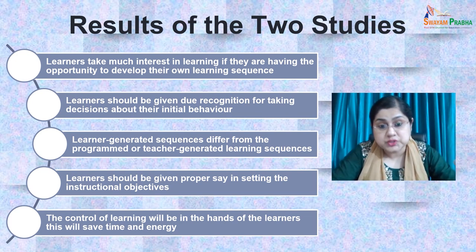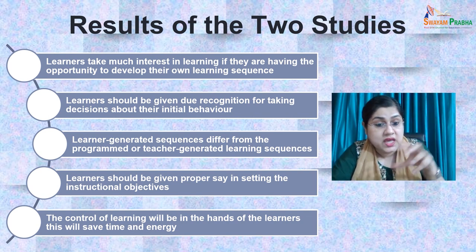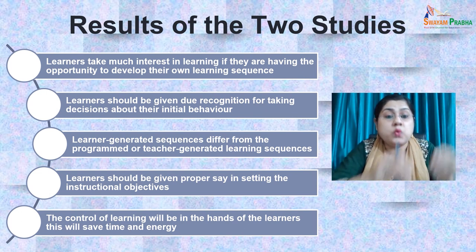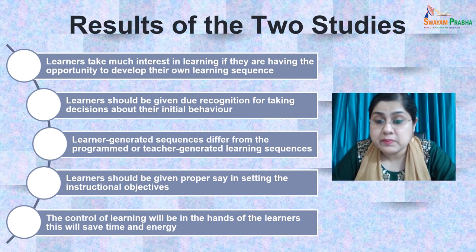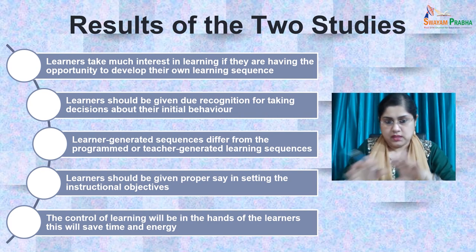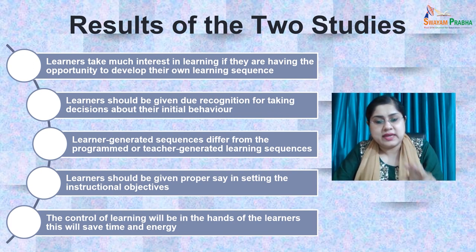So the learner should be given a proper say in setting the instructional objectives, as it is the learner himself or herself who has better knowledge of needs, interests, and abilities for helping this learner reach the goal. The time and energy of both the learner and the teacher can be saved by making the instructional process learner-controlled, rather than teacher-centered and teacher-controlled.